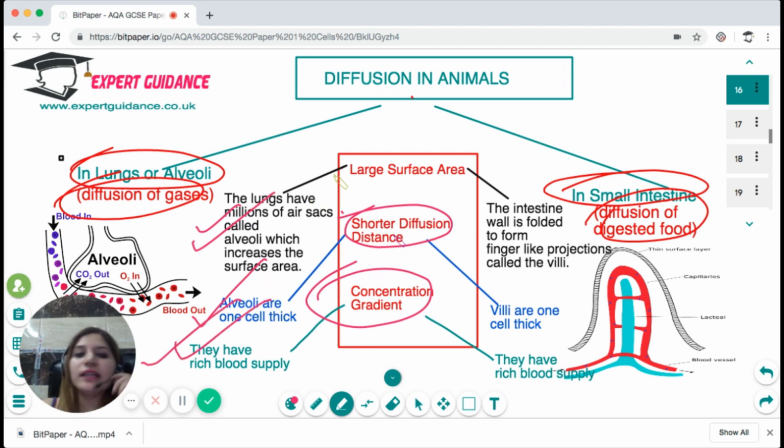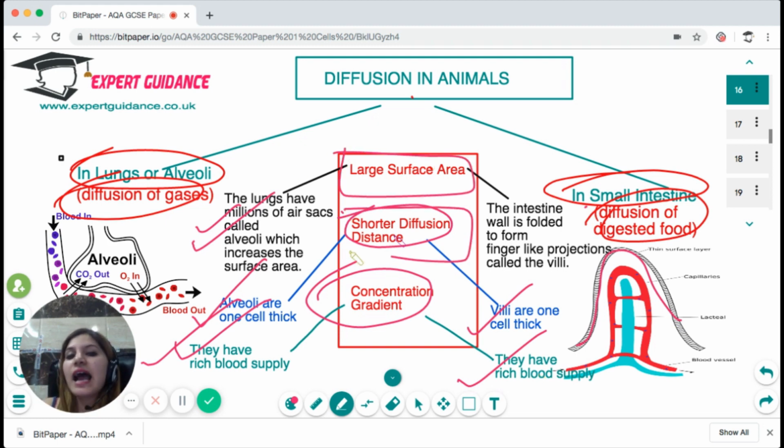On the other hand, in the small intestine, the wall is folded to form finger-like projections called the villi. Villi are one cell thick and they have a rich blood supply. So if this question comes in the exam, what are the adaptations? You need to talk about all these three factors: how the largest surface area is maintained, how the diffusion distance is maintained, and how the concentration gradient is maintained.